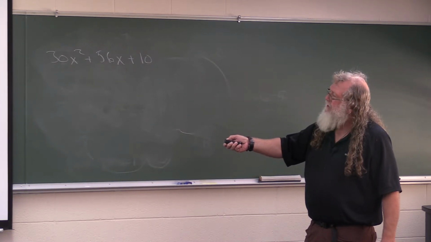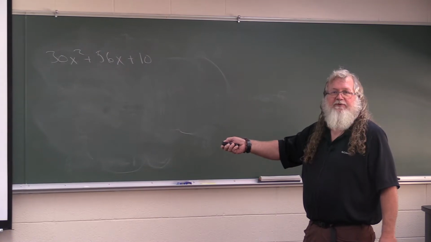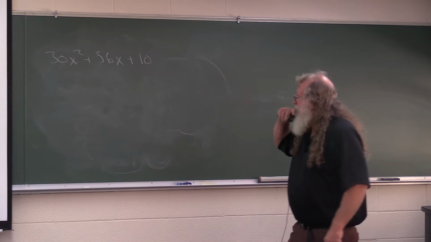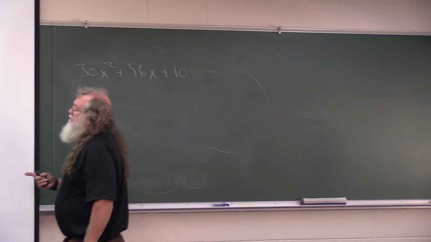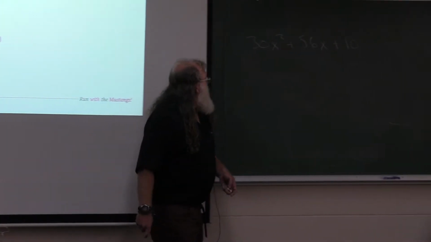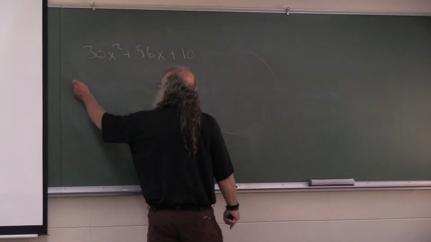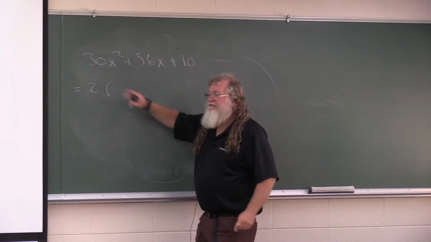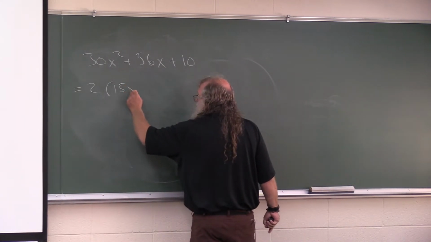Now how about 30, 56, and 10? Are those 3 numbers even? They are, right? So we know a 2 goes in there. Could a 4 go in there? Well, 4 does not divide 10, so it can't go into all of them. So we'll start by pulling out a 2. 2 goes into 30, what? 15 times. So I get 15x squared.